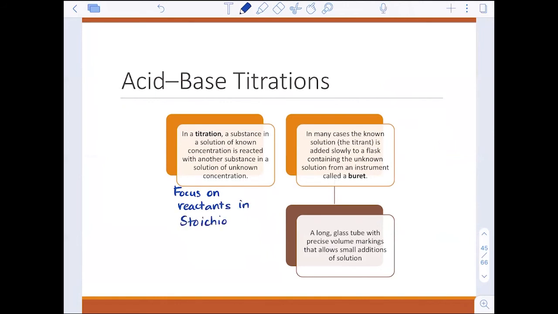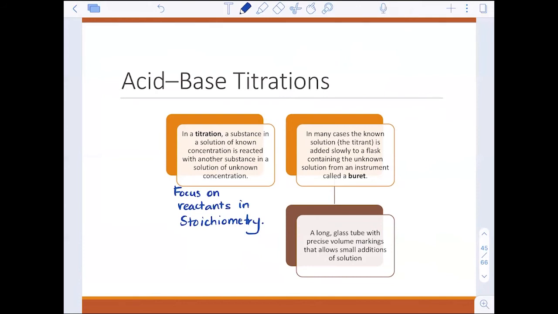This is the only difference between precipitation reactions and acid-base neutralizations. In precipitation, we usually focus on how much solid am I getting, how much precipitate do I have at the end of the day. In acid-base titrations, it's how much acid or base do I need so that I don't have an excess or limiting reactant. So we usually don't care about how much water we make or how much salt we make as a product. We focus mainly on the reactants themselves.